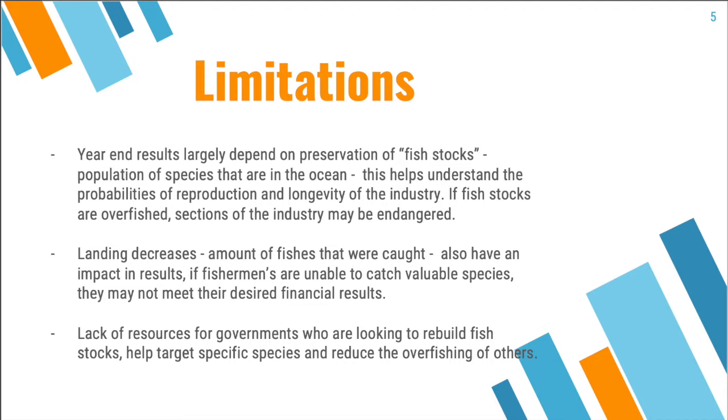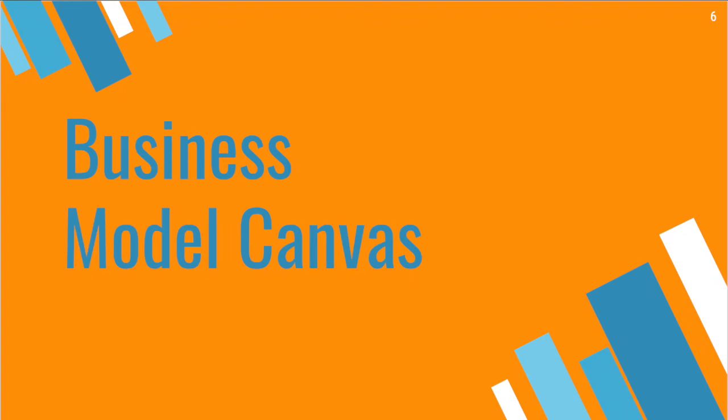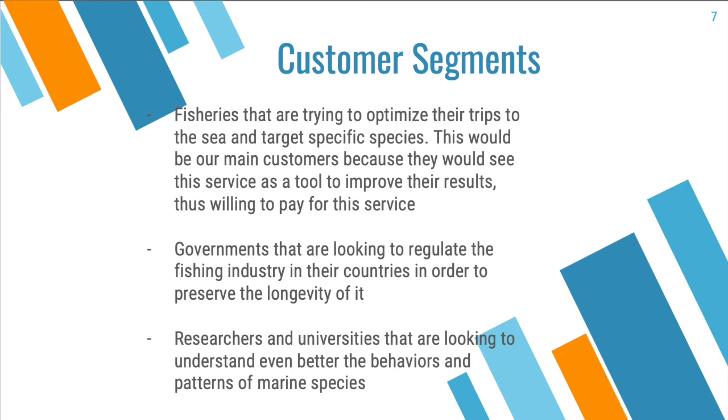So let's get into the business model canvas in order to really understand the business potential of this idea. We have three different customer segments. We have fisheries that are trying to optimize their trips to the sea and target specific species in order to optimize their financial results.